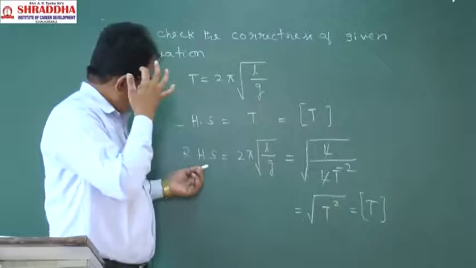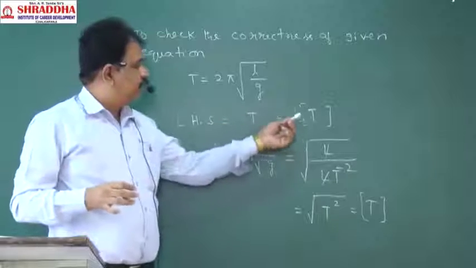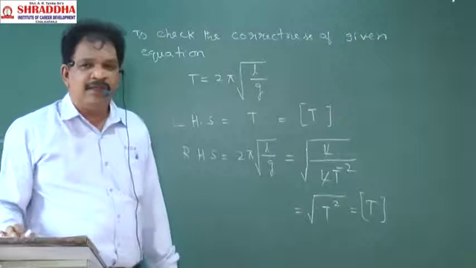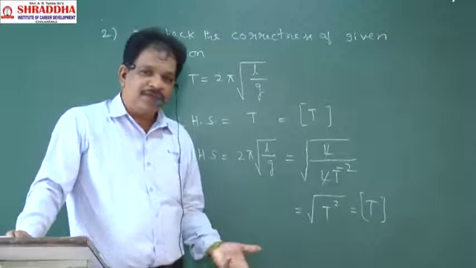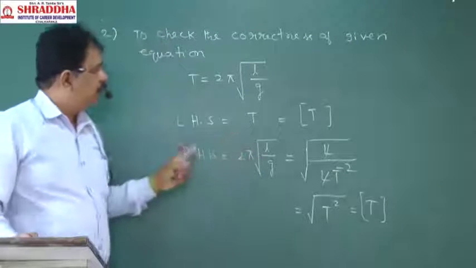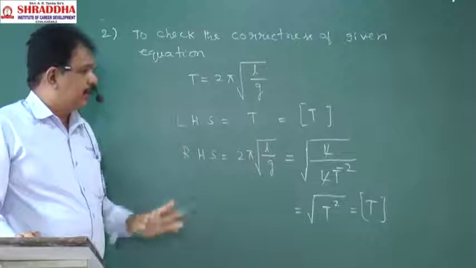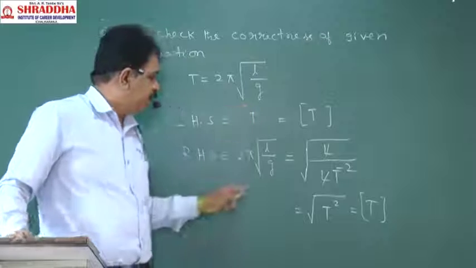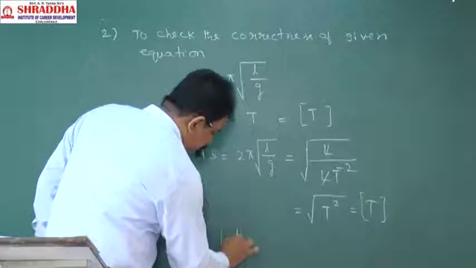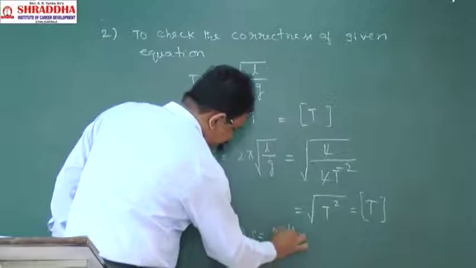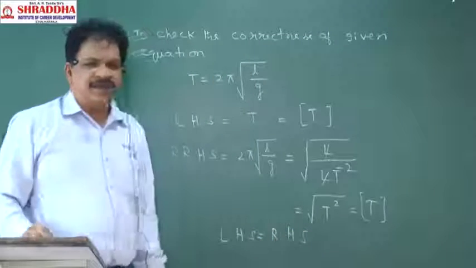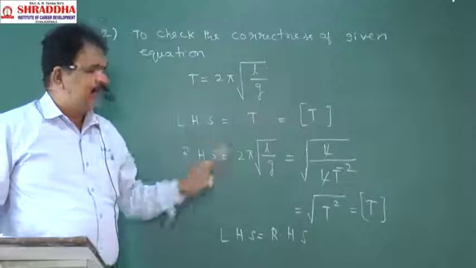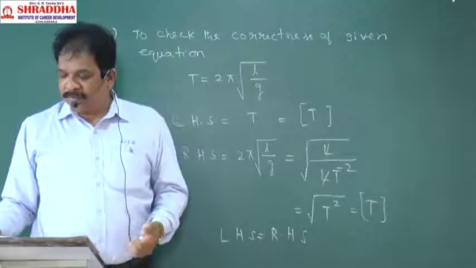Okay. So the left hand side dimensional formula is T. The right hand side dimensional formula is also T. So we can say this equation is dimensionally correct. Dimensionally, this equation has LHS equal to RHS. What we got: LHS is equal to RHS. So we can say this equation is dimensionally correct. Clear? One more example we will take.